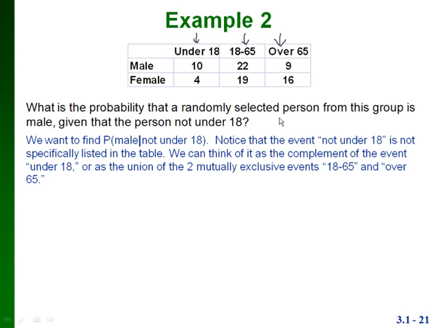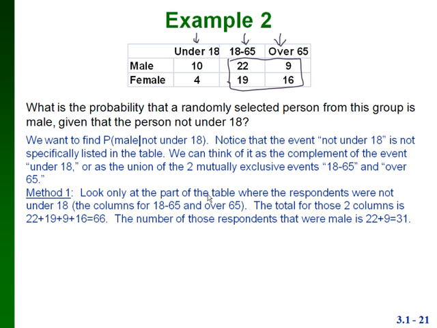and over 65. So in other words, if we wanted to do that, we could look at these four cells in the table. Those are all the people out of this group that were not under 18. Our first method is that we're going to look at those 4 cells in the table, and the total for those 4 cells is 66. So the total for this is 66.